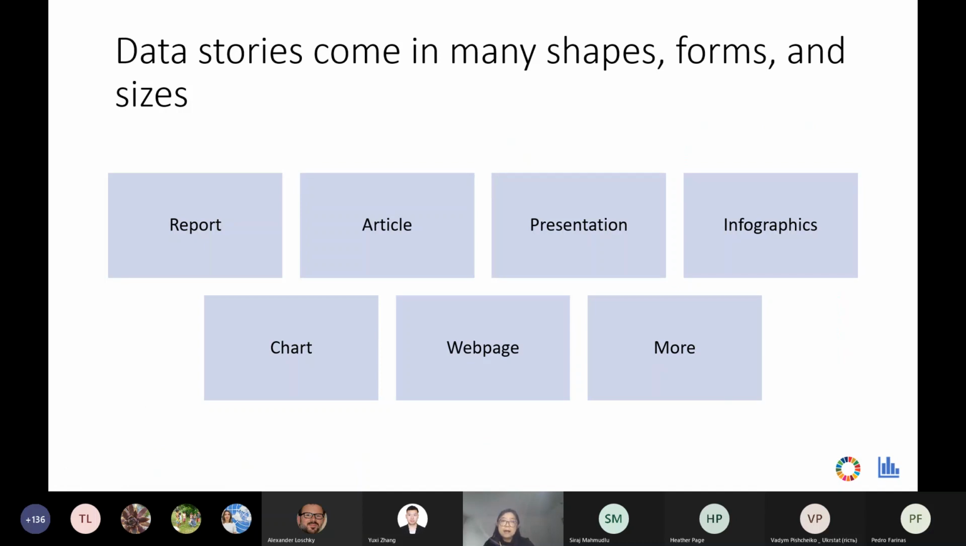So we have seen data stories everywhere, in reports, in articles, presentations, infographics, and even a chart with a powerful headline could be a mini data story, and also web pages. So there are many more other places we see data stories. Data stories come in many shapes, forms, and sizes.